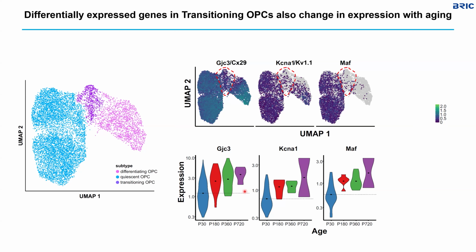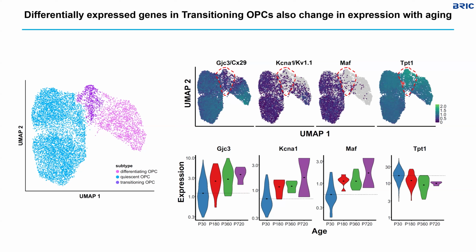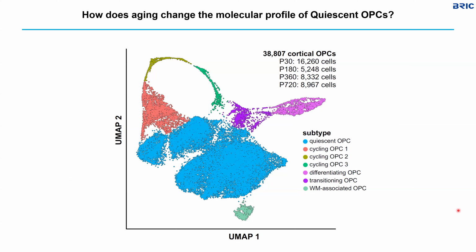Another interesting gene we found is TPT1, and this is in contrast upregulated ever so slightly in the transitioning OPC population. And what was also interesting was that this gene was now being downregulated over the course of aging, also suggesting that perhaps this is a positive regulator of OPC differentiation that gets downregulated over the course of aging. That was the story on the differentiation of OPCs.